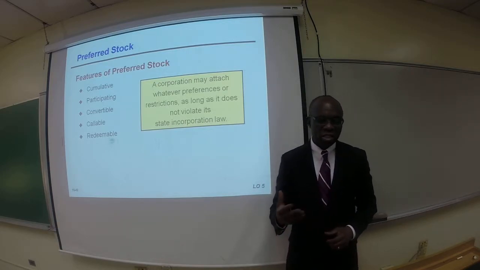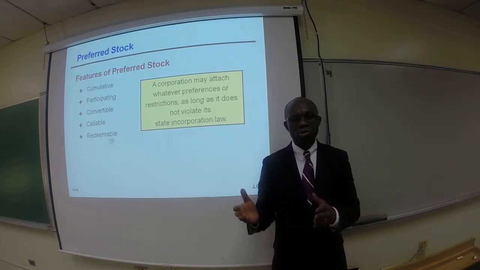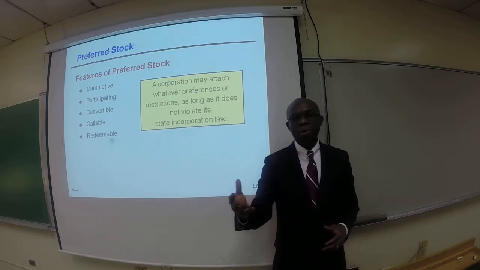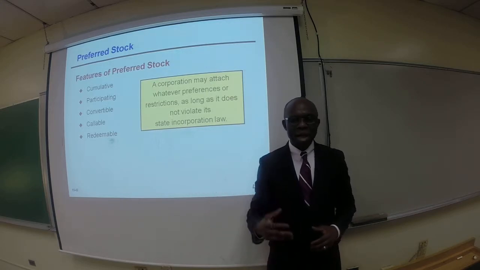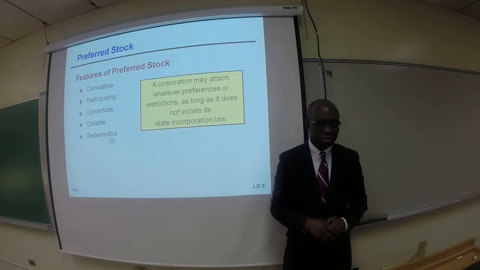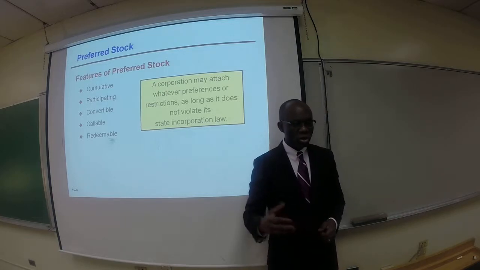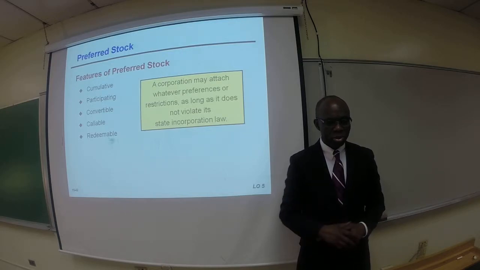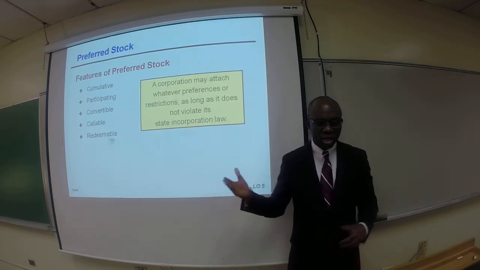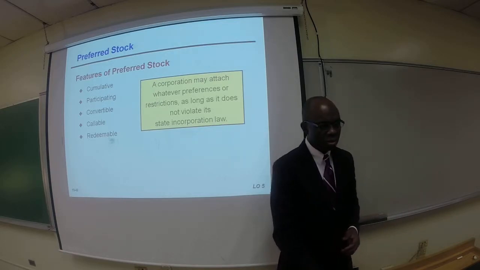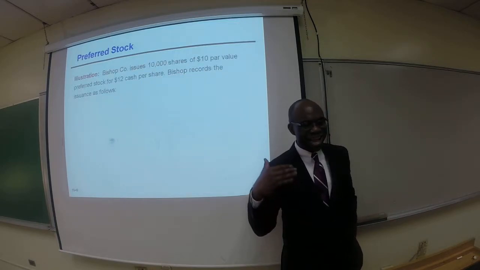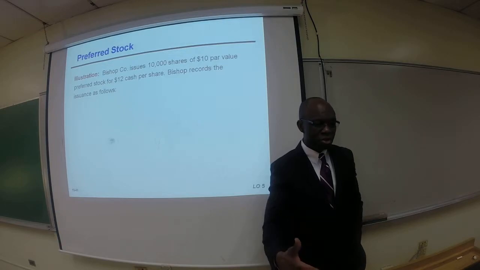Then we also have convertible preferred stock, meaning that's a preferred stock that can be converted to common stock. We have callable, meaning the company can call or buy back the preferred stock. Then we have redeemable preferred stock. So that is a preferred stock that can be redeemed by the corporation as well. So a corporation may attach, again, like I said, one or more than one of these features in its preferred stock. So moving along, let's take a look at how we account for preferred stock.